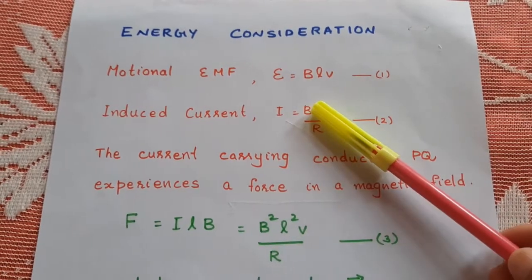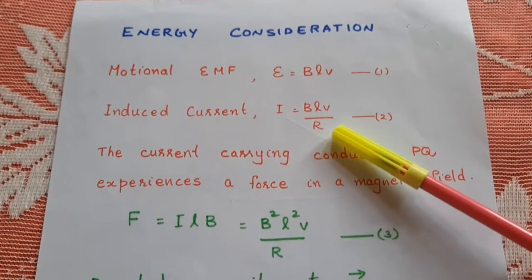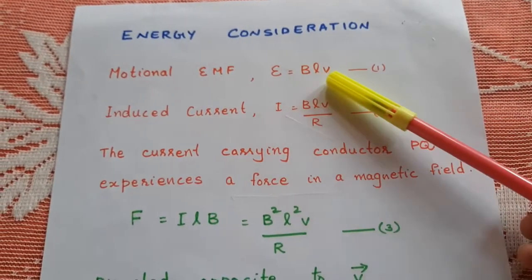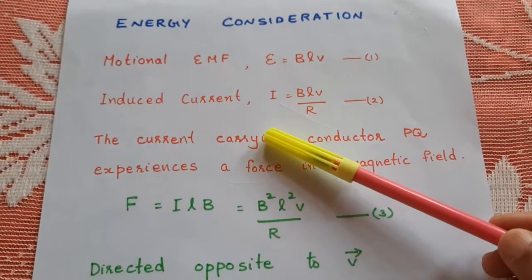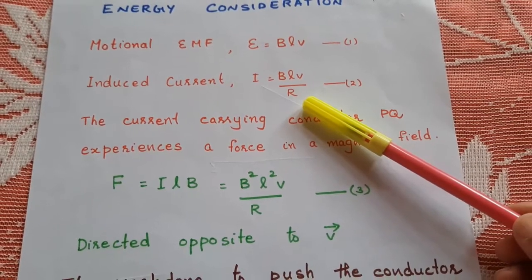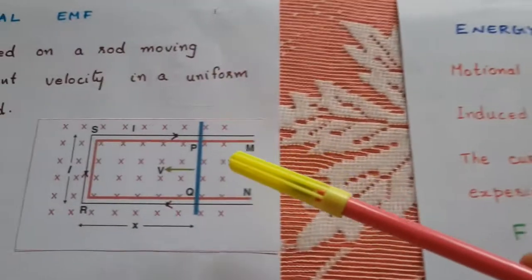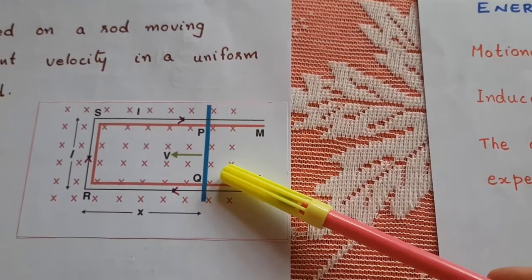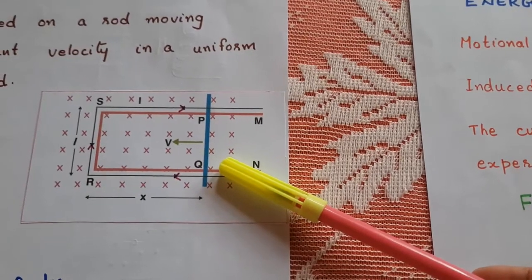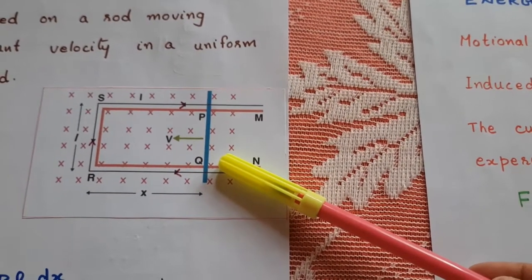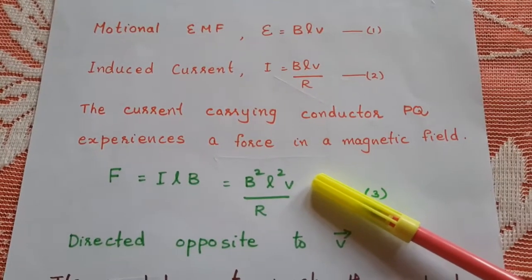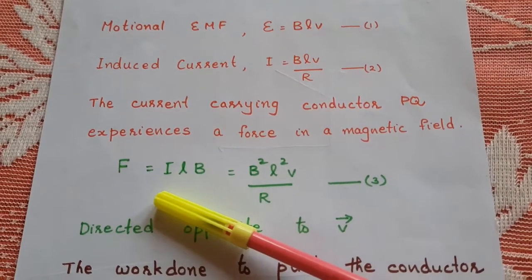The production of induced current is in accordance with the law of conservation of energy. The motional EMF is given by BLV and the induced current I is equal to BLV by R. Now the current carrying conductor PQ experiences a force as it is moving in a uniform magnetic field. The force experienced by the conductor is given by Lorentz force. F is equal to ILB.